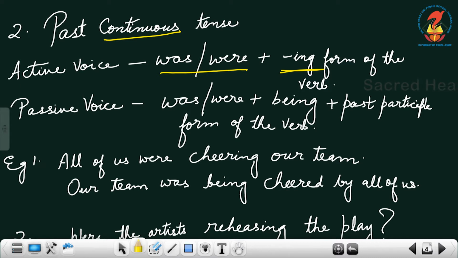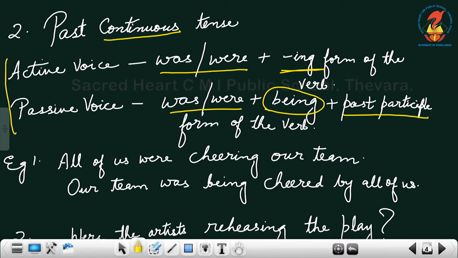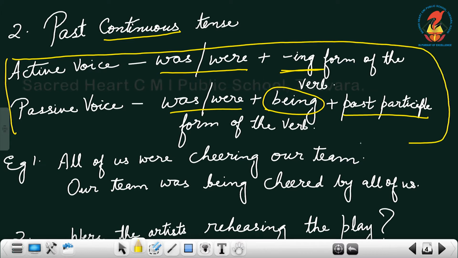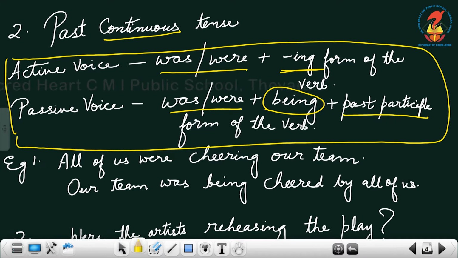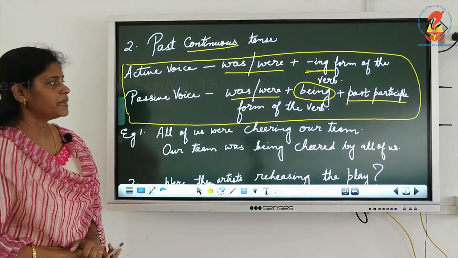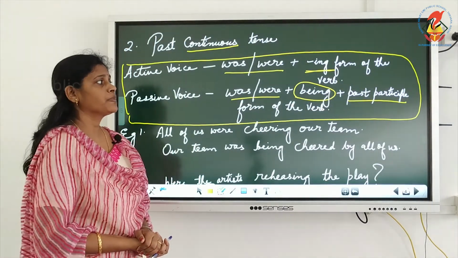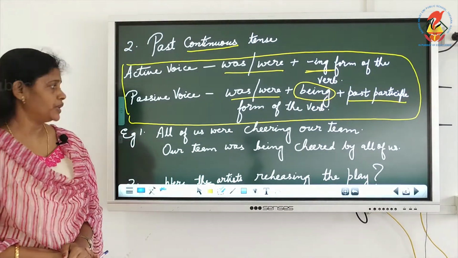In passive voice, was or were is there. An extra word is introduced, that is being. Was or were plus being plus again the past participle form of the verb. Is it clear? This has to be remembered by you. What is the rule, children? It is was or were plus being plus past participle form of the verb.